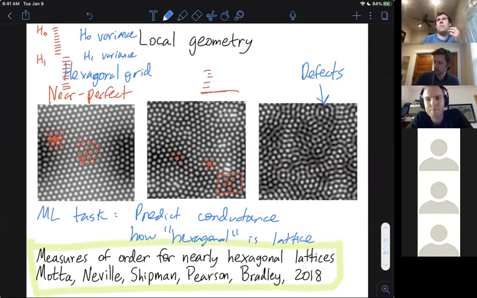But that's a little bit more defining things by hand, as opposed to giving the machine learning algorithm more than it needs and letting it train on whatever it finds to be most useful. Yeah.